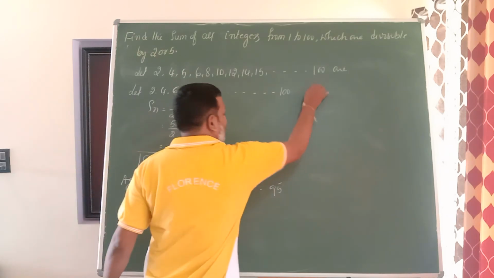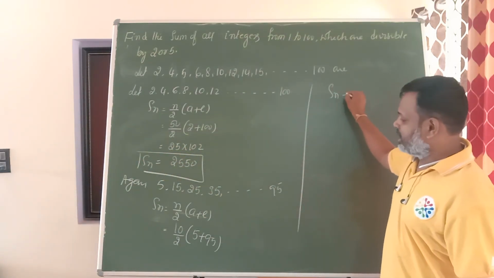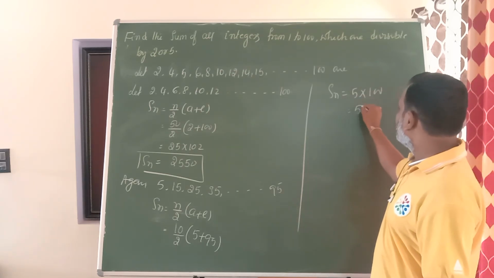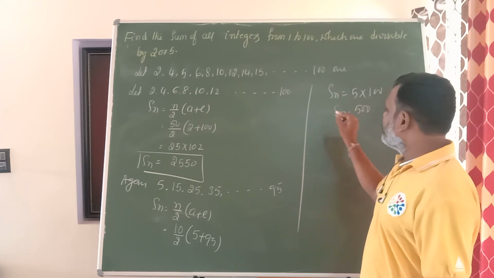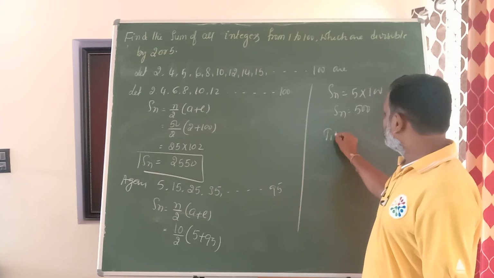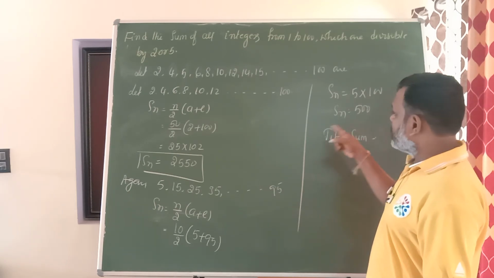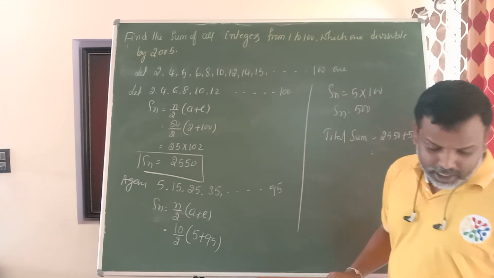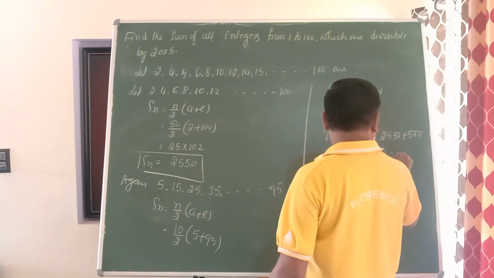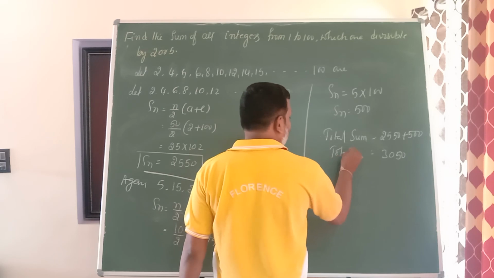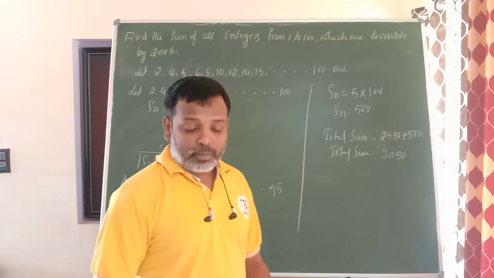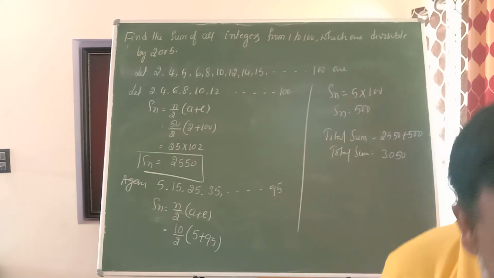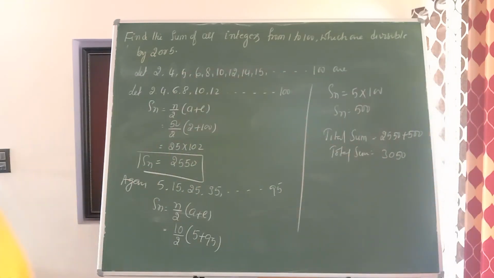So Sn is equal to, have a look on this, 10 by 2, which is 5, into 100, since 5 plus 95 is 100. What you will get? 500. So this is Sn. Therefore the total sum is 2550 plus 500. What is the total sum? The total sum is 3050. This is all about this problem. Please observe this problem very neatly and effectively. Right? Thank you.